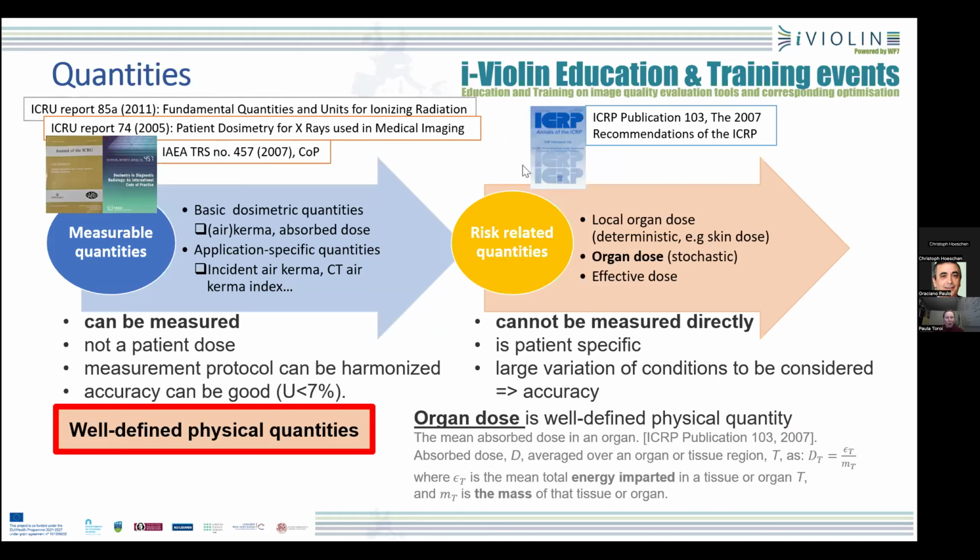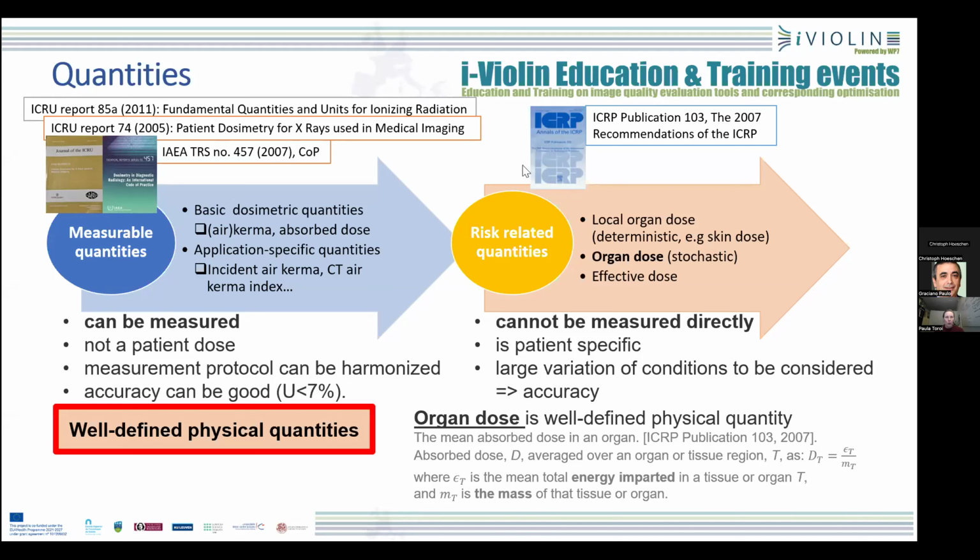So here, different quantities have been divided in two. Basically, we have these measurable quantities, which are normally defined by ICRU and also guided by the IAEA. So these are these basic dosimetric quantities which can be measured, but they are not patient doses. These are normally something that we measure, and we want to use these harmonized, standardized protocols to do the measurements, and we can have very good accuracy for these technical measurements, but they are really not patient dose, but they are well-defined physical quantities.